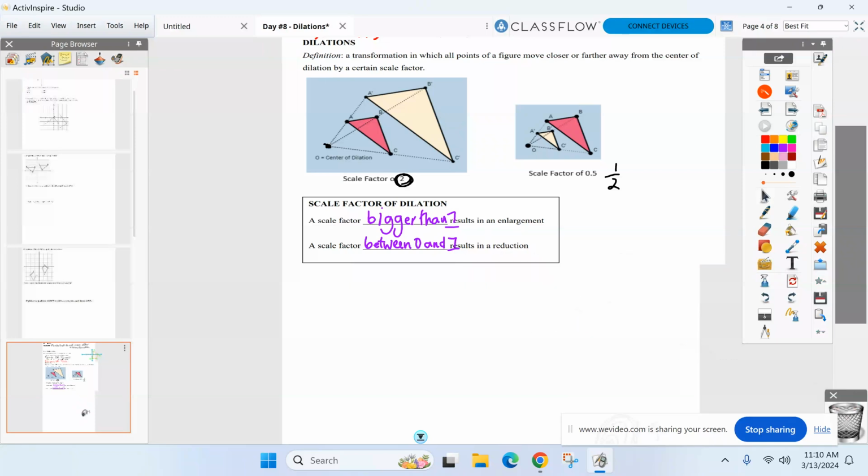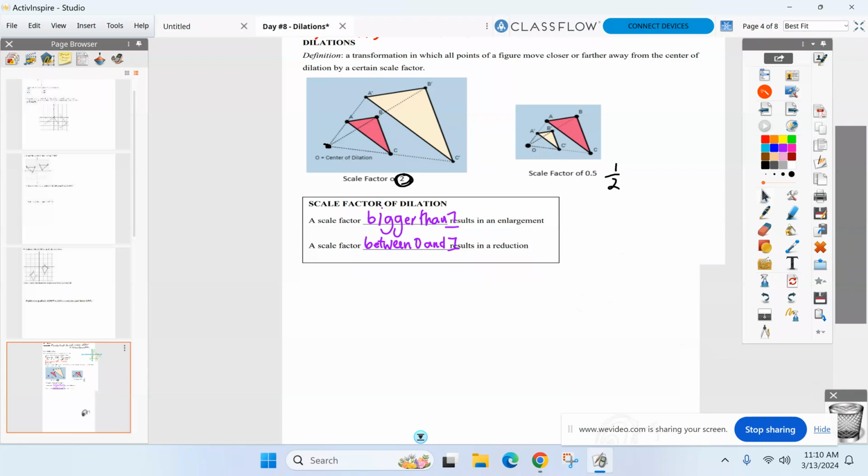Am I missing anything here for you guys? Usually somebody chimes in at this point and asks, what about this then? What about 1? I said bigger than 1 and between 0 and 1. What happens if I dilate by a scale factor of 1? Nothing. Right? Stays the same. Invariant. All the points remain invariant.